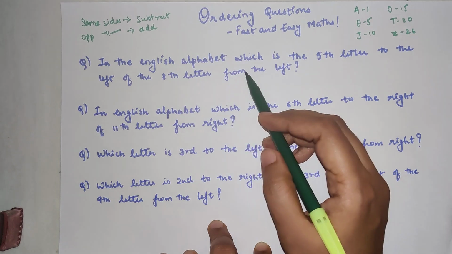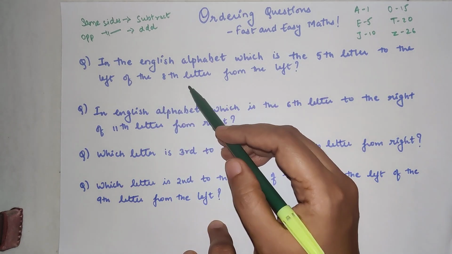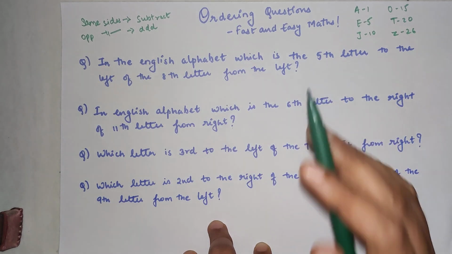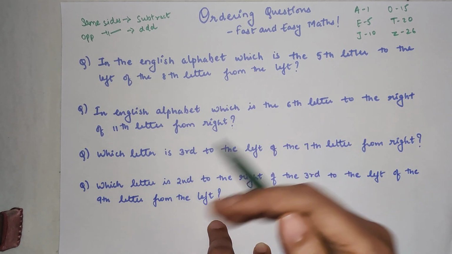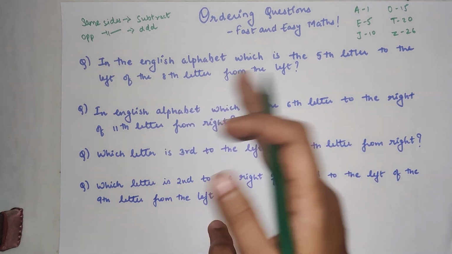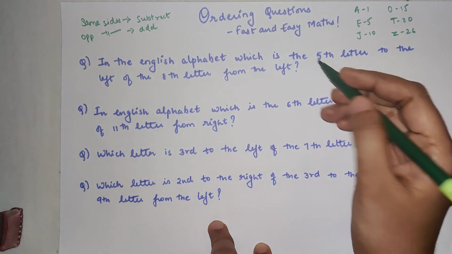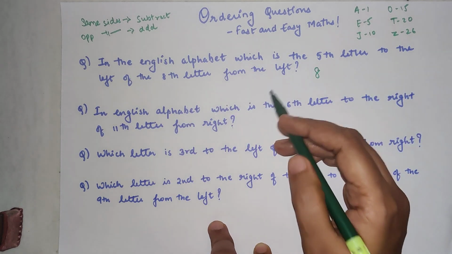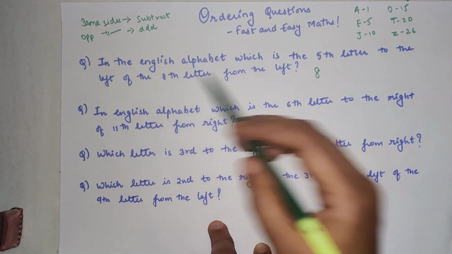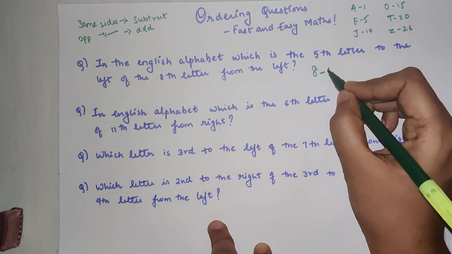In the English alphabet, which is the 5th letter to the left of the 8th letter from the left? So please understand, when you do these operations, you have to start from the last detail given. So what is the last detail? 8th letter. So you start with 8, then it is left, and 5th letter is also to the left. So again we have same sides, so we will subtract.